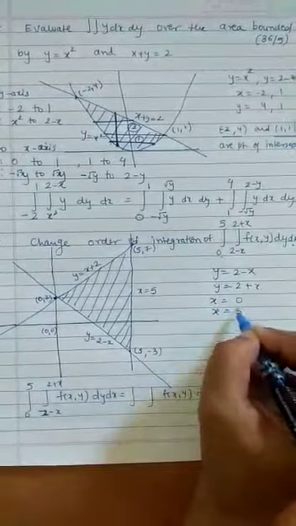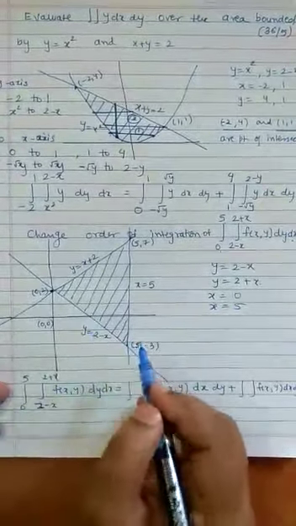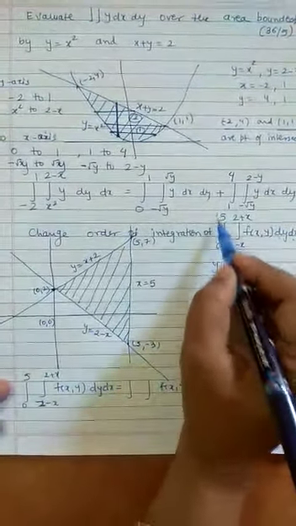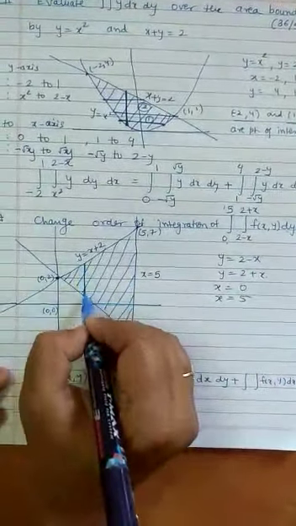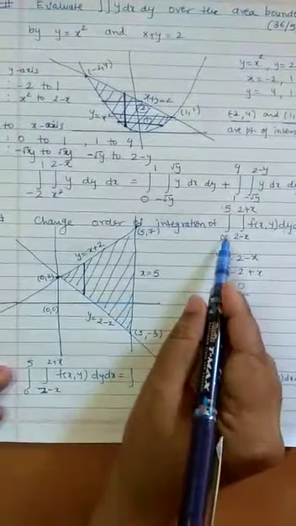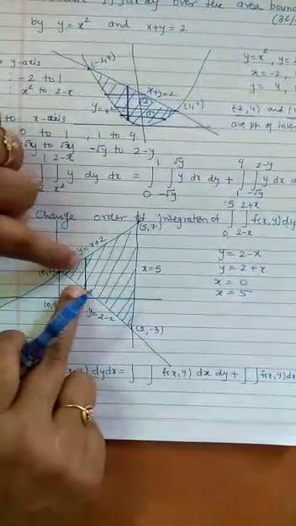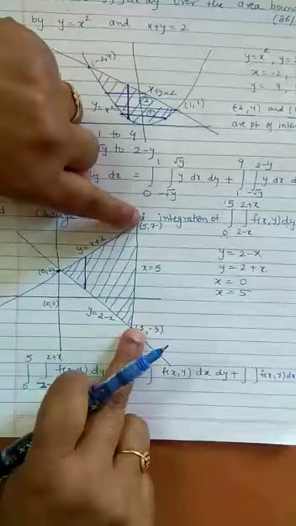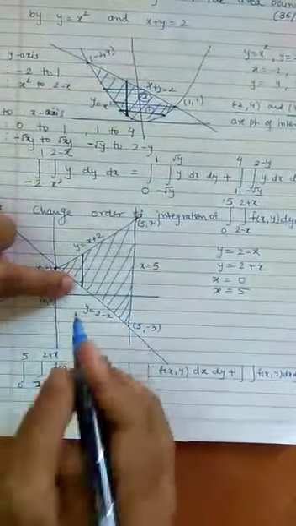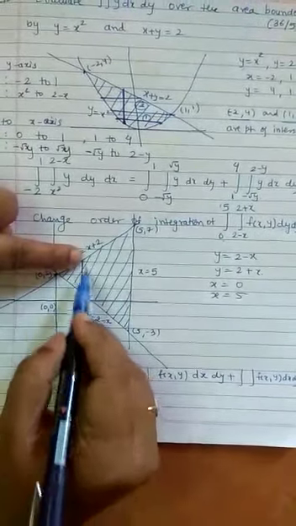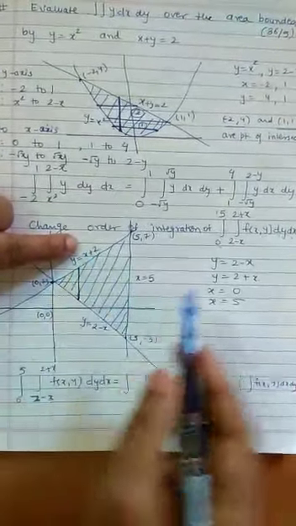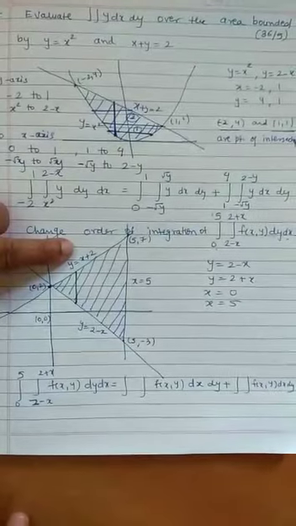and x is 5. So now, here the limits of x are constant, that means your strip is parallel to the y-axis. X will be varying from 0 to 5, correct? Y will be varying from lower end to upper end. At the lower end, y is 2 minus x. At the upper end, y is x plus 2. So, my region of integration is correct.